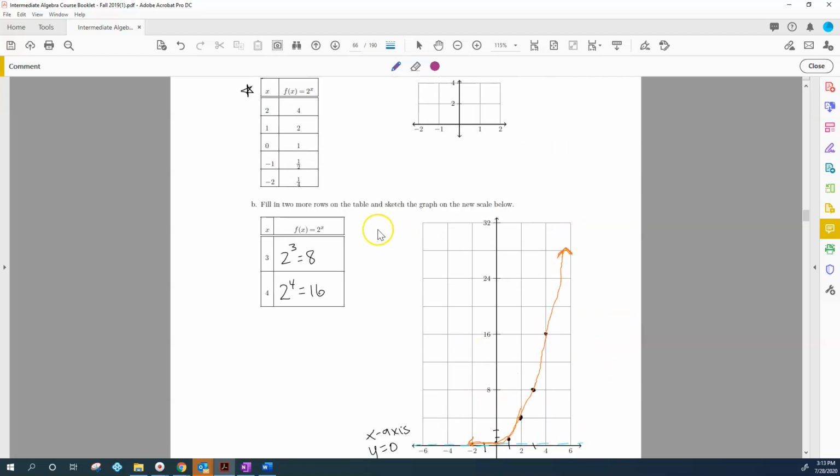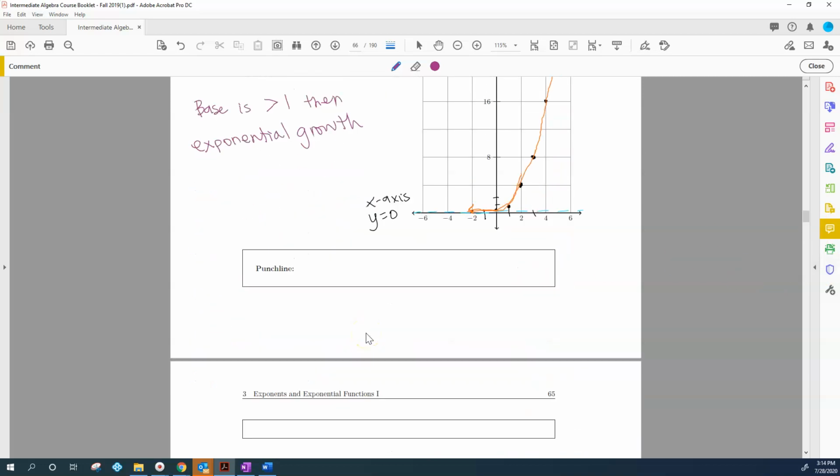And so when we have something where the base of the exponent, so that 2 on this one, is larger than 1, not equal to 1, but bigger than 1, then you have what's called exponential growth. It starts off really, really small as you're looking at it from left to right and then takes off. So that's exponential growth when the base, that's the 2 on this one, is larger than 1.